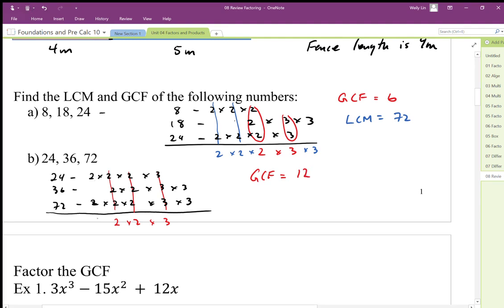And if we skip count, okay, the first time that we meet, all three meet, is going to be at 72. So the lowest common multiple is equal to 2 times 2 times 2 times 3 times 3. That's 8 times 9, which is 72. So that's our lowest common multiple. So if we skip count, we can skip count all the way to 72.